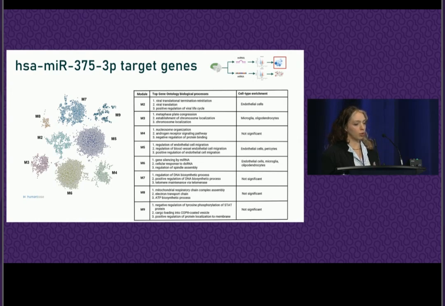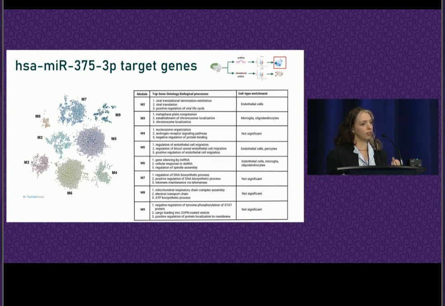M2 was quite interesting as it's highlighting biological processes related to viral function. And then the other one that was quite interesting for us was M5, which again is pointing at vascular biological processes and is enriched in endothelial cells and pericytes.